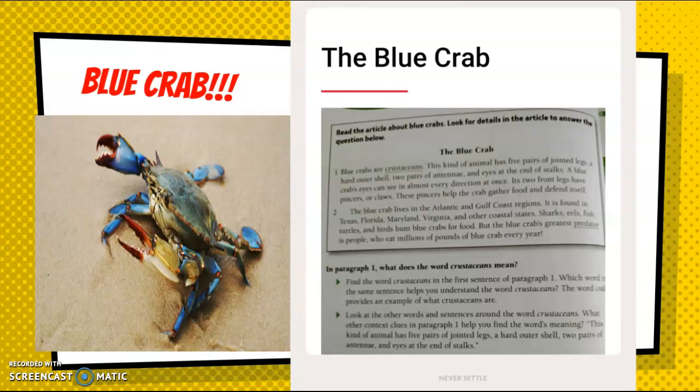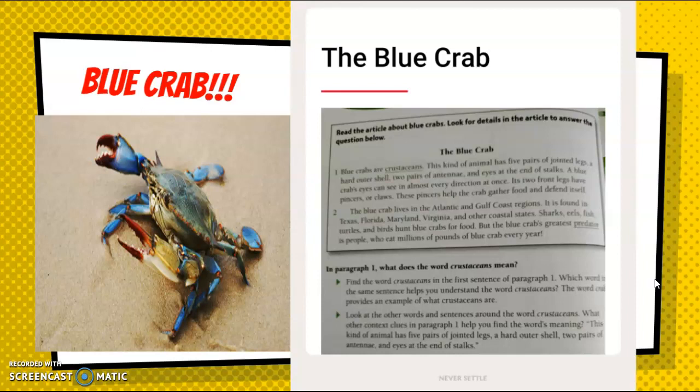The blue crab lives in the Atlantic and Gulf Coast region. It is found in Texas, Florida, Maryland, Virginia, and other coastal states. Sharks, eels, fish, turtles, and birds hunt blue crabs for food. But the blue crab's greatest predator is people, who eat millions of pounds of blue crab every year.